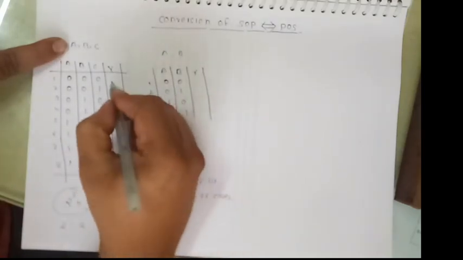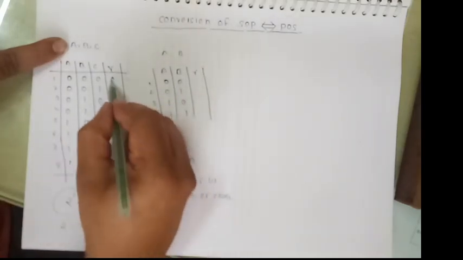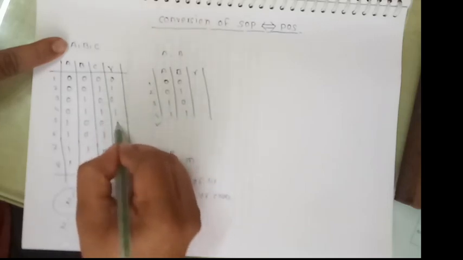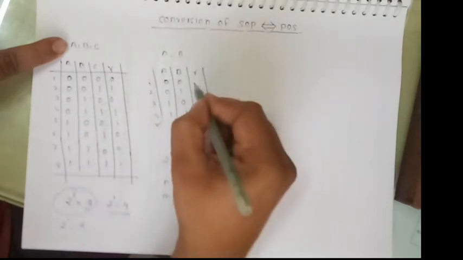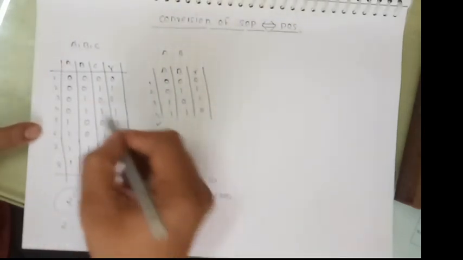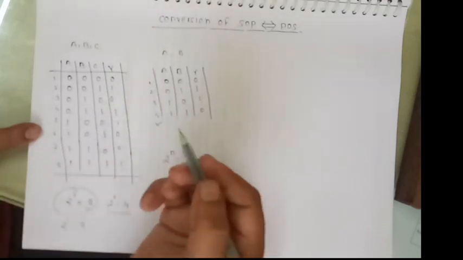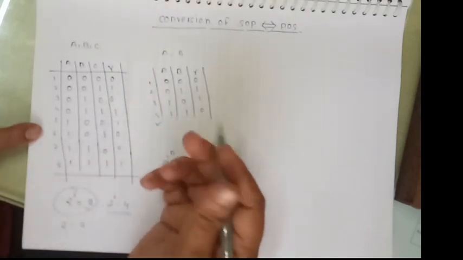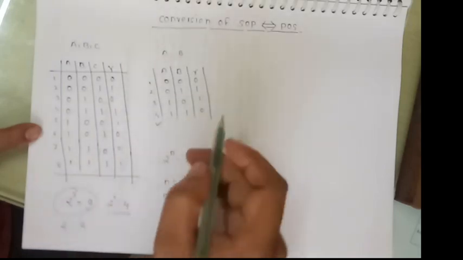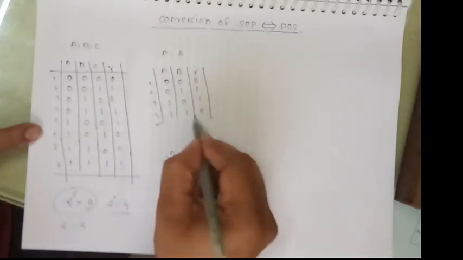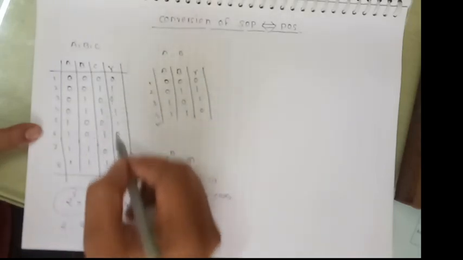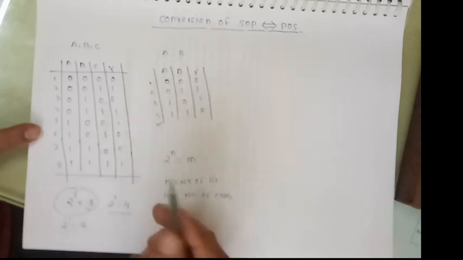And here we have to write the values of the output. Suppose the output is like this: 0, 1, 1 and 0. So this is the output for this combination. The output depends on your circuit, whatever circuit you are implementing, and the working of that particular circuit.